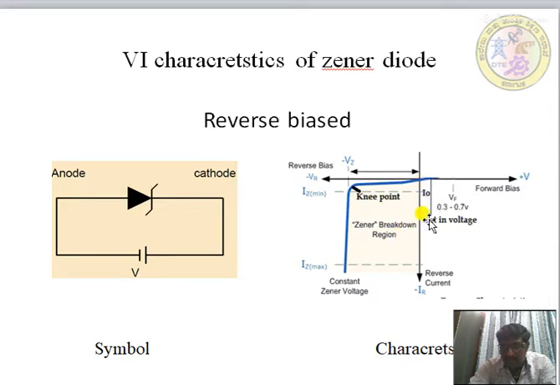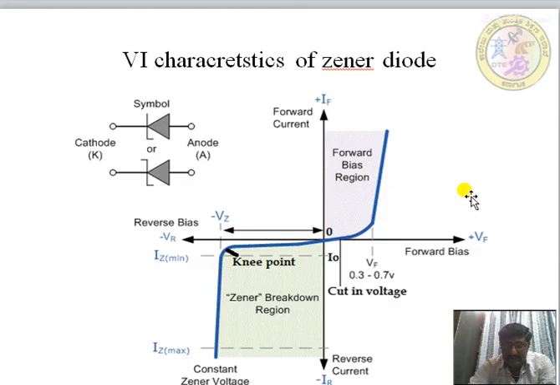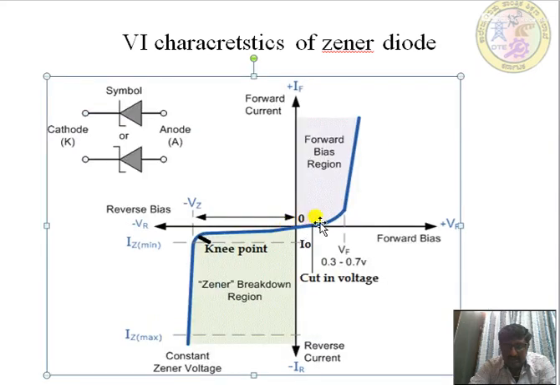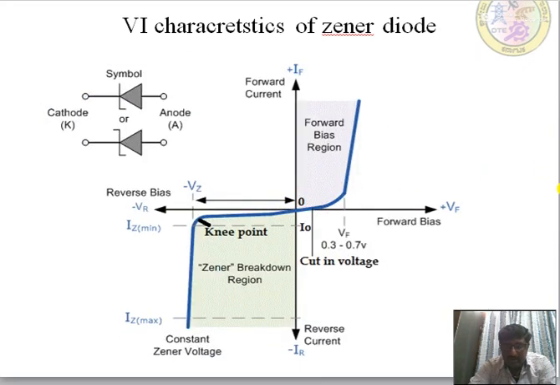This one is the cut-in voltage, 0.3 for germanium and 0.7 for silicon. This is just the forward bias characteristics. So this curve is covered in both forward bias as well as reverse bias. Here is the forward bias region, and this is the reverse bias, where we get a constant voltage. This part is known as the Zener breakdown, and these are the cut-in voltages for forward bias, 0.3 for germanium and 0.7 for silicon. This is the knee point, and this is the curve you have been getting.